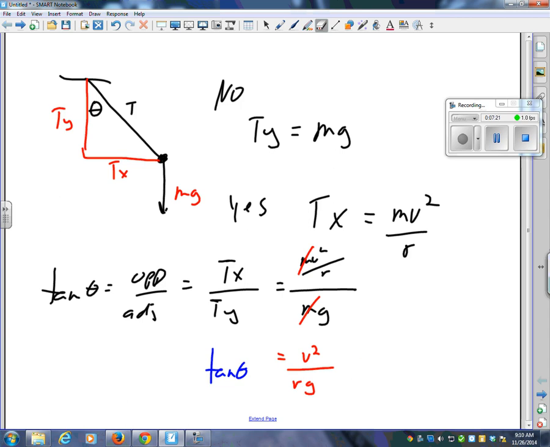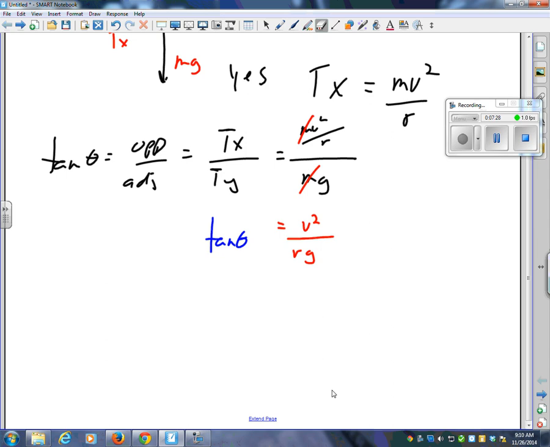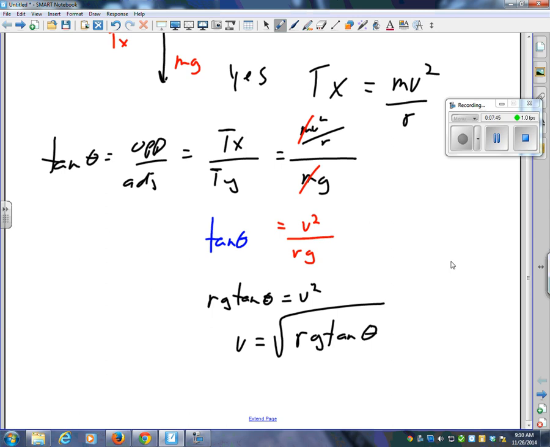Okay, so that's what we're working our way towards. Oh, and then step 6, you're supposed to algebraically solve for the tangential speed. So in other words, solve for v. So I'm going to take rg tan theta is equal to v squared. So v is the square root of rg tan theta.